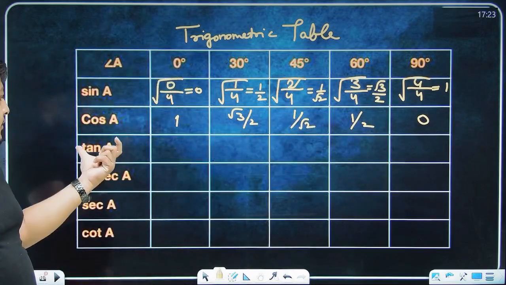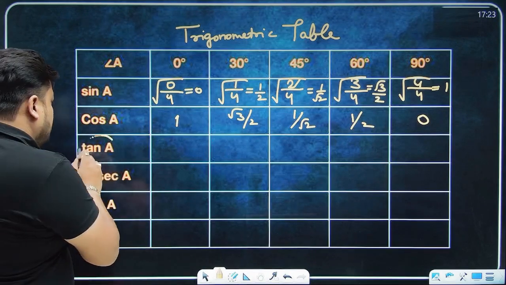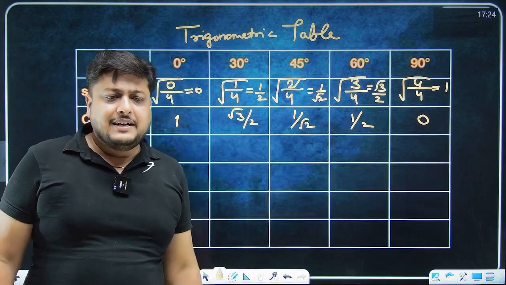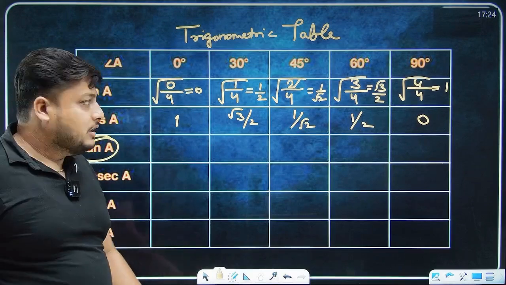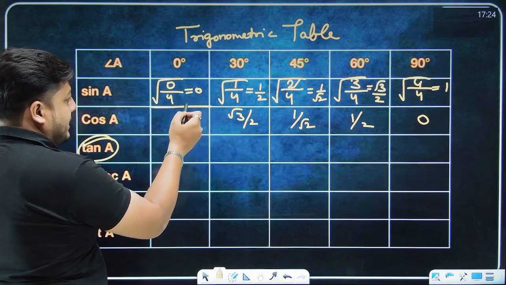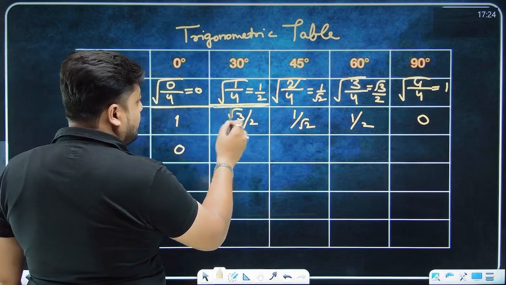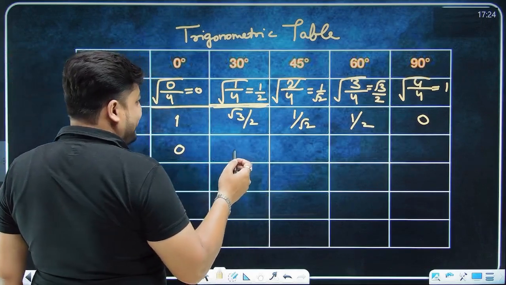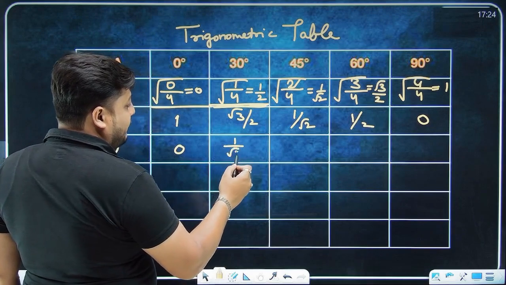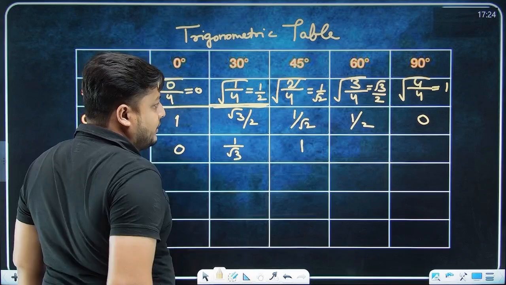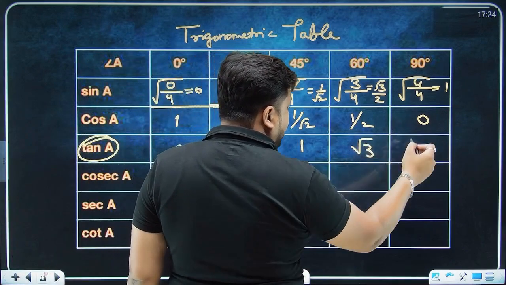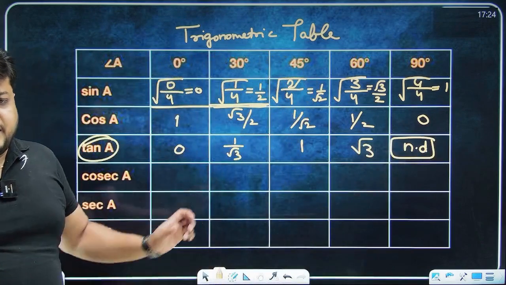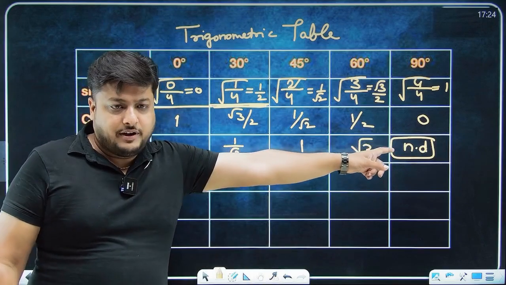Now you have to find out the values of tan theta. What is the formula for tan? Tan theta is sine theta upon cos theta. So you have to just divide these values, like 0 upon 1 is 0, 1 upon 2 and root 3 upon 2. When you divide 1 by 2 by root 3 upon 2, what will you get? You will get 1 upon root 3, then 1 upon root 2 divided by 1 upon root 2 is 1. Here you will get root 3 and here you will get not defined, because when 0 is in the denominator, that fraction is not defined. So this is not defined.